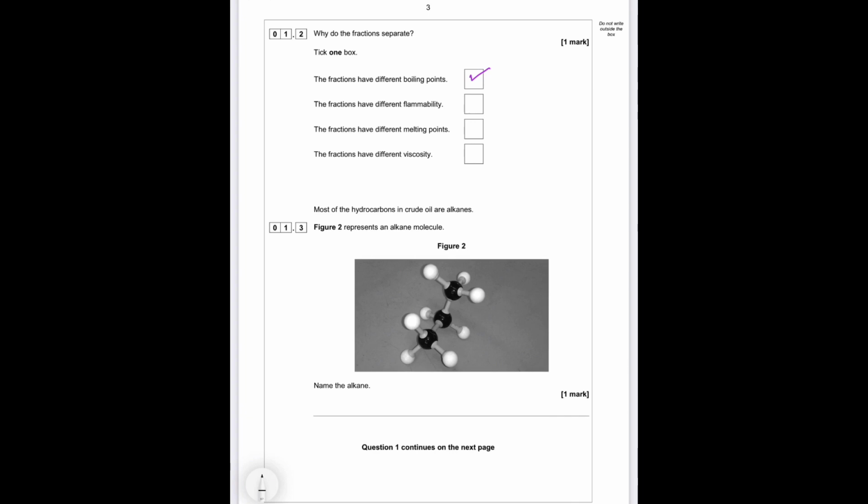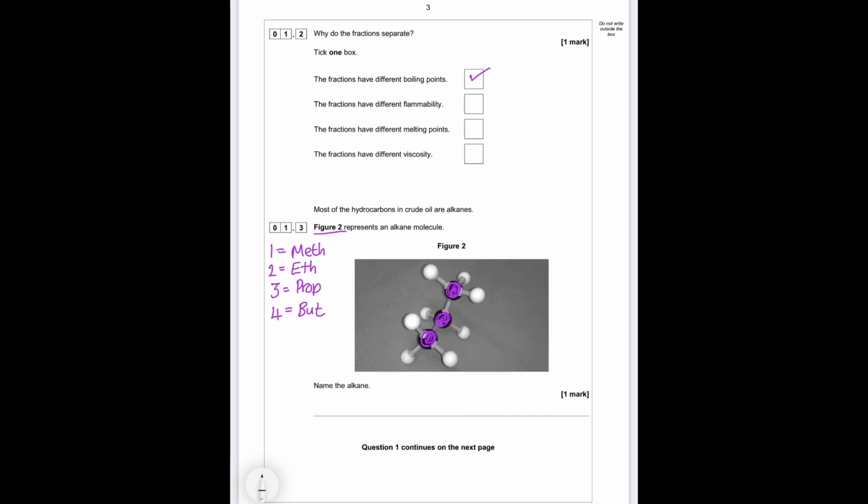For the next question, it says most of the hydrocarbons in crude oil are alkanes. Figure 2 represents an alkane molecule. Name the alkane. Now, the black particles in the middle here that I'm just colouring in are the carbon atoms. So in terms of naming, it's important for us to know the first parts of the name. If we have an alkane with one carbon atom, then the first part of the name would be meth. If I have an alkane molecule with 2 carbon atoms, the first part of the name would be eth, 3 carbons is prop, and 4 carbons is but.